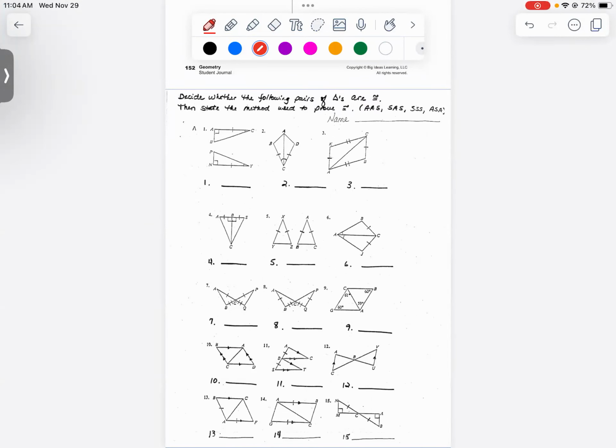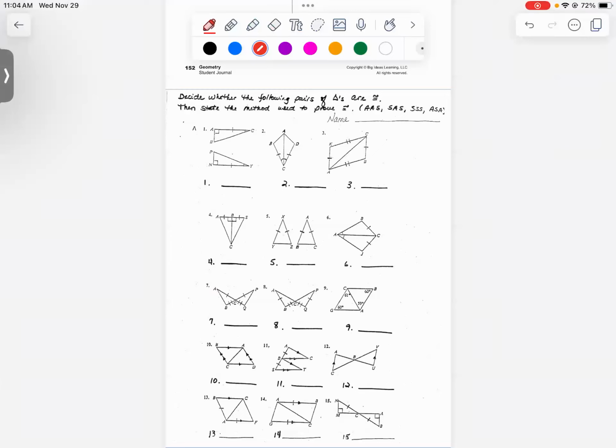Maybe next Friday? I'm pretty sure. Next Friday. Like a quiz or a test? Test. But we have a quiz like that. Sometime next week, we have an assessment.